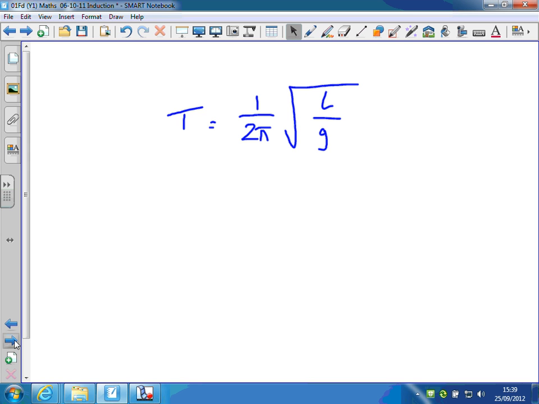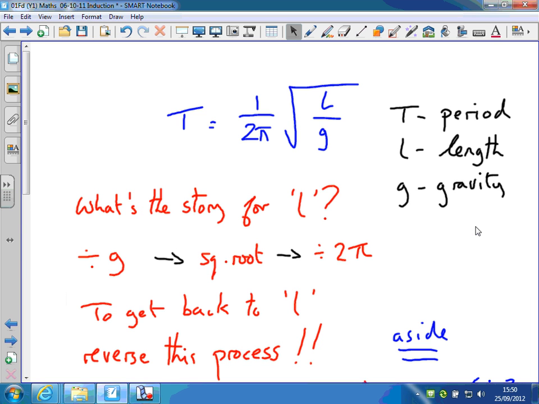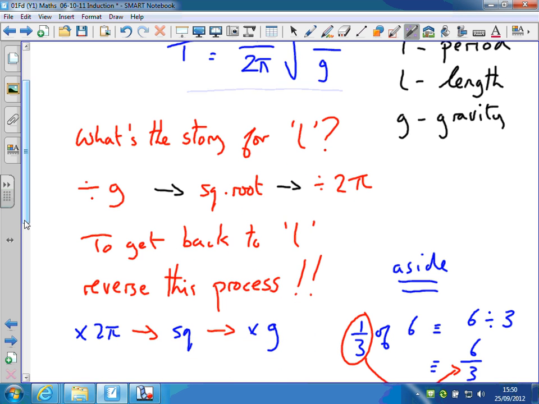Let's look at something a little bit more complex. I'll just pause while you write that down. So, just to repeat, because for the video, here's this formula. T equals 1 over 2 pi root L over g, where T is a period and so on. What's the story for L? We're trying to isolate L. We're trying to rearrange this formula so it reads L equals something for the subject of the formula.